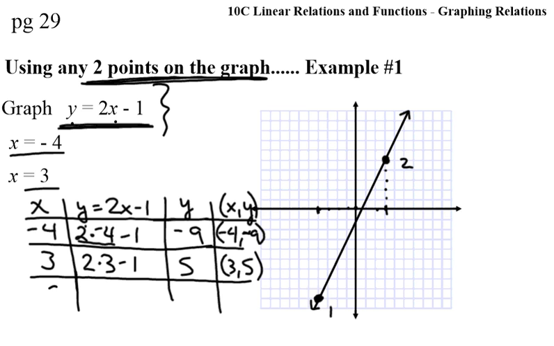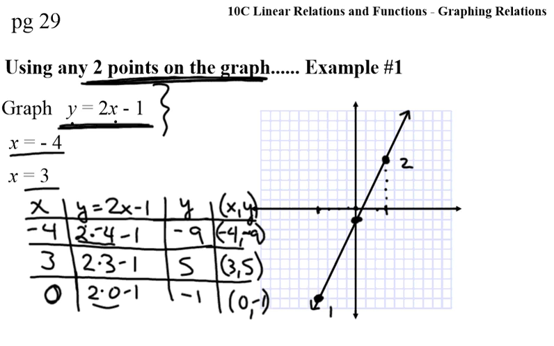So if I were to use x equals 0 and plug it in, I can go 2 times 0 minus 1. 0 minus 1 is -1. So (0, -1) is a third point. If I graph (0, -1), there's that third point, which is on the line, which it should be. And the great thing is it's on the line, so I do have the correct line.